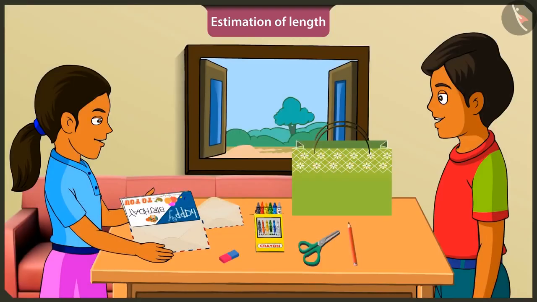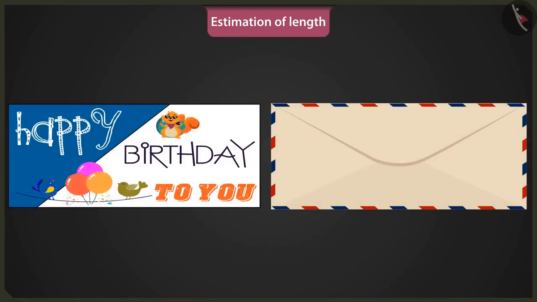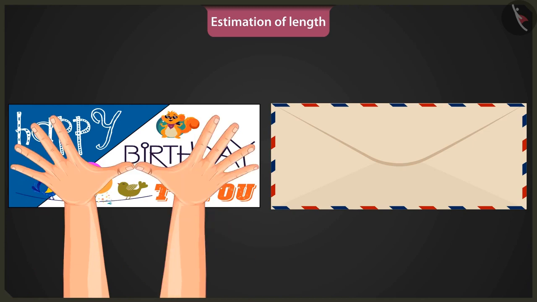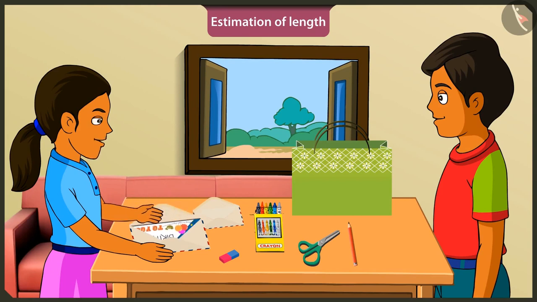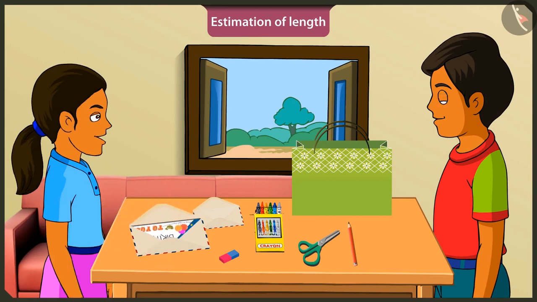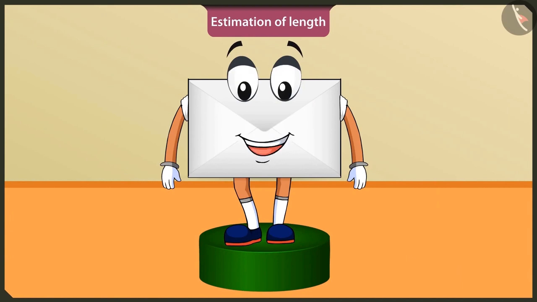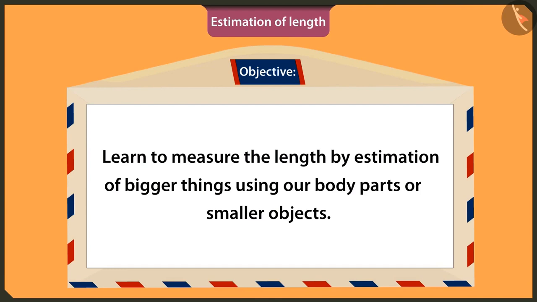That's right. Now put your card in this envelope, okay? This is of the same size as your card. That is, the length of this card is 2 hand spans. Wow! This envelope is of the correct size. Tell me, can we estimate the length of everything like this? Yes, kids. We can estimate the length of everything in this way. So today, we will use our body parts and other small things to determine the estimated length of objects.